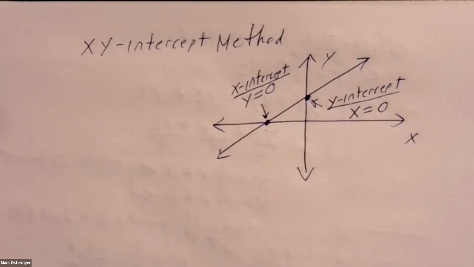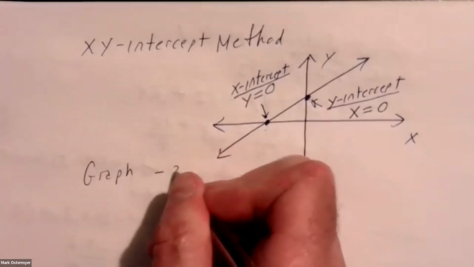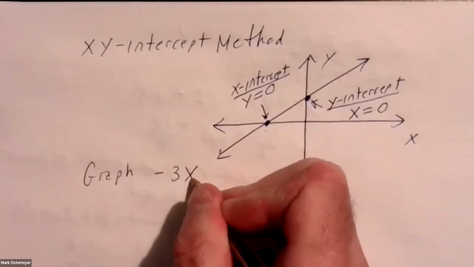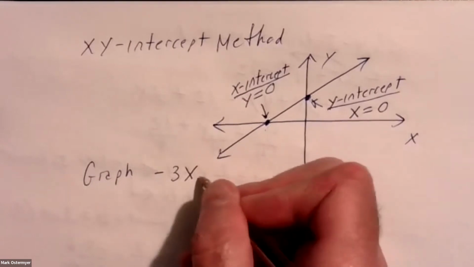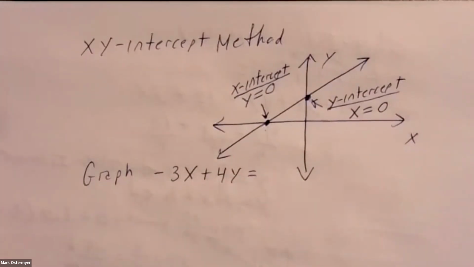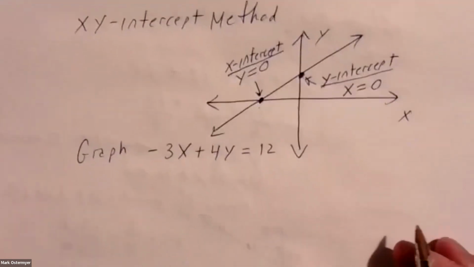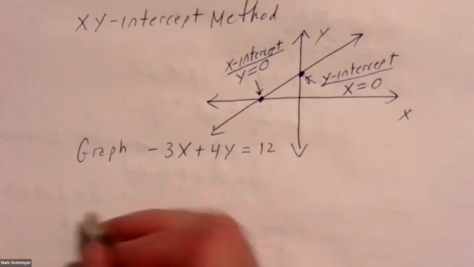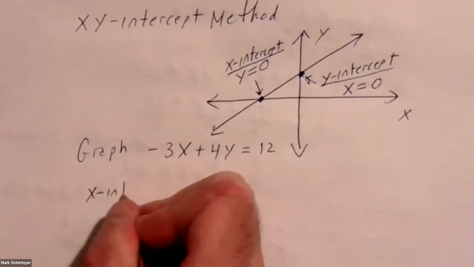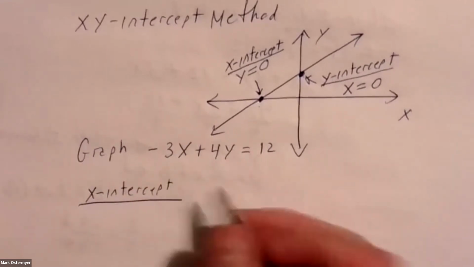Okay. So what we're going to do is we're going to graph this linear equation. Yes, one more time. Negative 3x plus 4y equal to 12. But we're going to graph it this time by computing its x and y intercepts. So let's do the x-intercept first. So how do I find the x-intercept? Well, I let y be equal to 0.